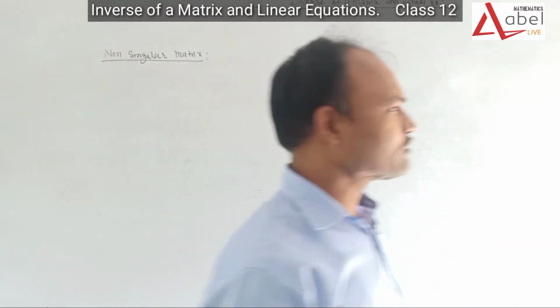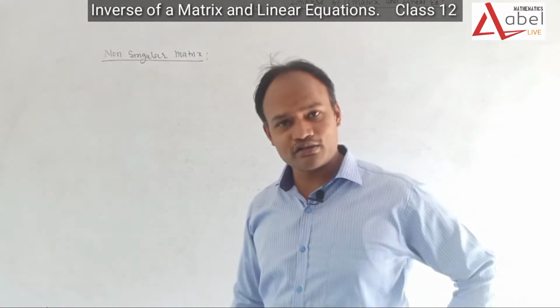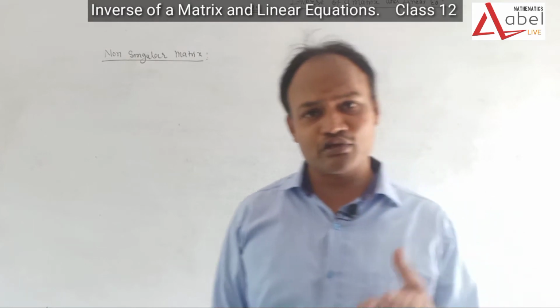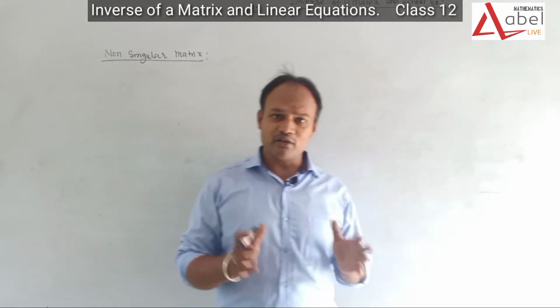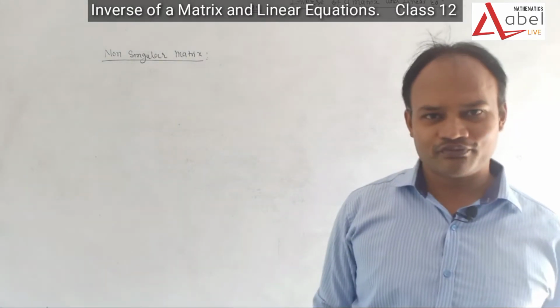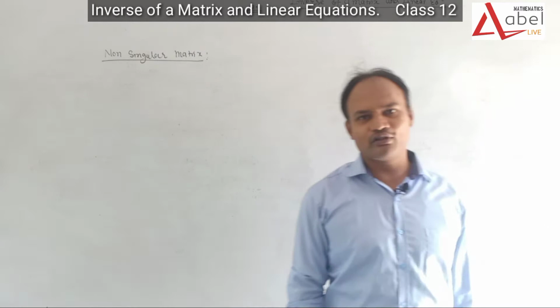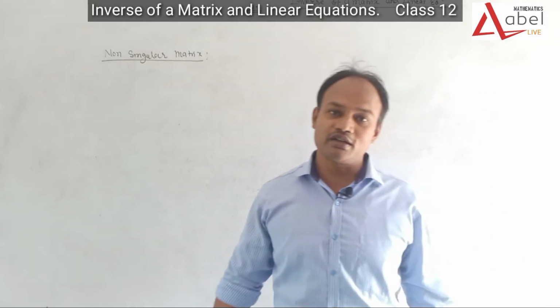When we are saying about the non-singular matrix, we have to know that we are going to discuss about the square matrix. Now question arises, what is the square matrix? When we are saying about the square matrix, we know that square matrix means number of rows are equal to number of columns. If number of rows are equal to number of columns, that is called square matrix.